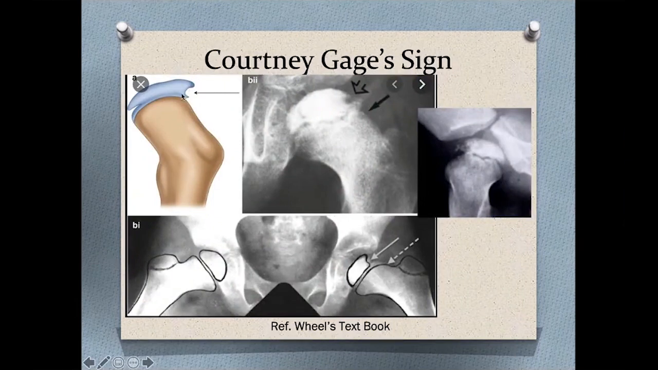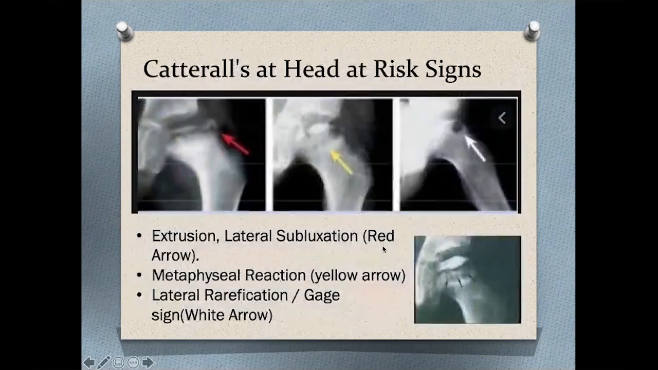So here is the one that is seen in the picture, this is the Gage sign, which is explained here, the Gage sign. Another Gage sign here. Here is the Gage sign, on the lateral X-rays, and here there is no Gage sign, but there is a Gage sign here. So you can find it in the books as well. Again, the Catterall sign, the extrusion. The extrusion is the red area.